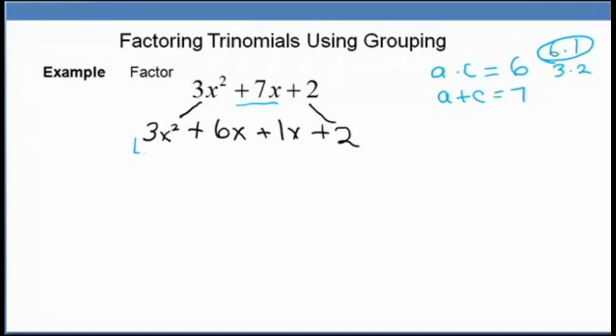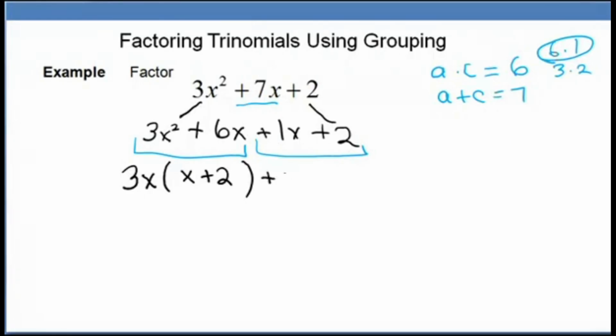So in grouping, make 2 groups, and then in each group you look for a GCF. So in our first group, we have a common factor of 3x, and that leaves us with x plus 2. In the second group, there's nothing common there. We can go ahead and take out a 1, and the parentheses are going to match. That will leave x plus 2.